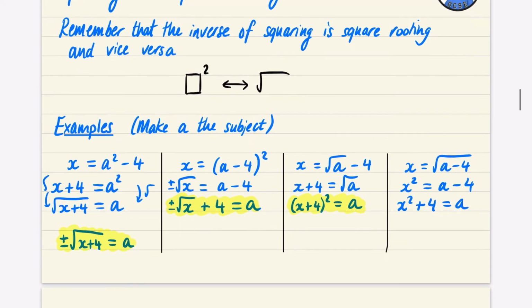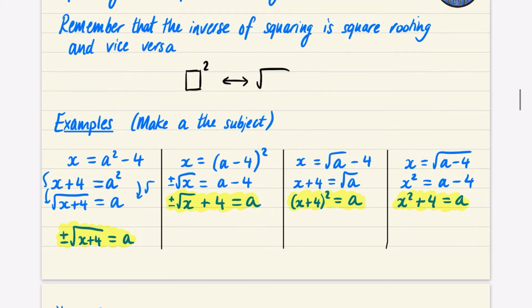So you'll notice it looks different to this one, the third one. The third one, it is x plus 4 all squared, whereas this one, it is x squared plus 4. And if you tried that with numbers, you'd often find that they give you different things.